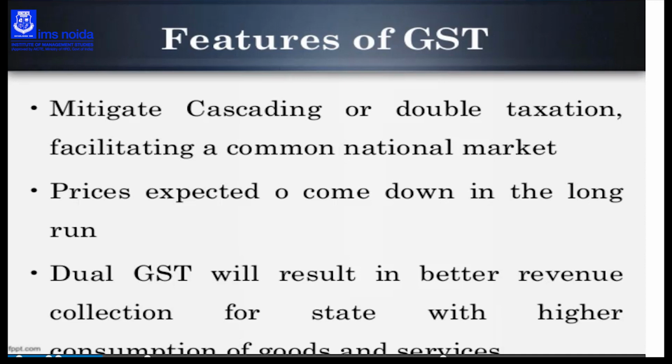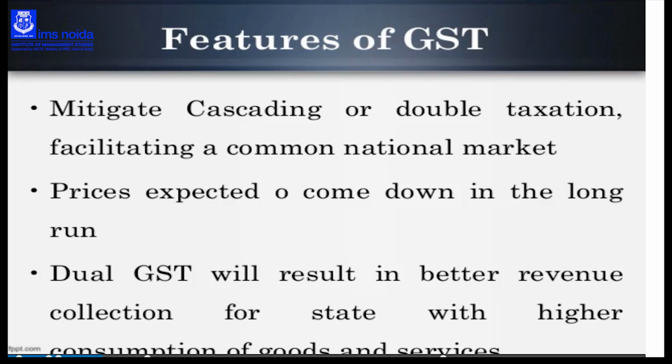GST mitigates cascading or double taxation, facilitating a common national market. As I've said earlier, in the indirect tax regime we used to pay tax on tax. For example, if we purchased goods and again those goods were sold to another person and again sold, we used to pay tax on tax at every stage previously. But now with GST we pay tax on every stage of production, on every value addition, not on the same goods again and again. So GST has mitigated, or you can say stopped, the cascading and double taxation effect.